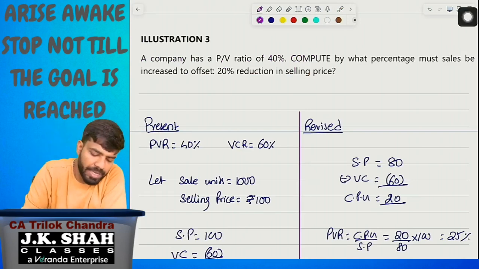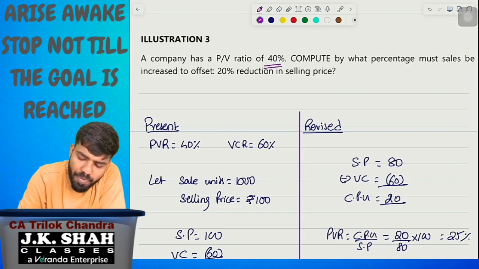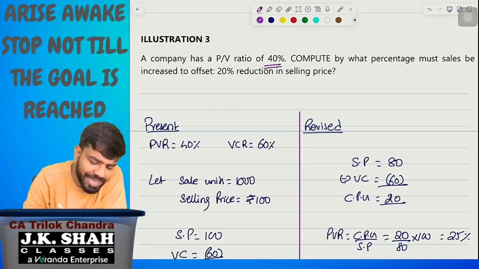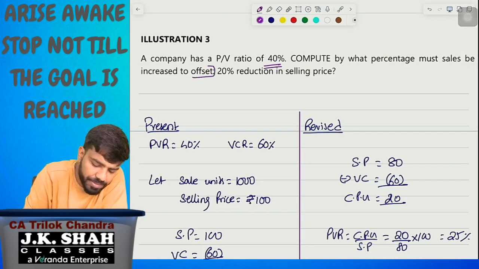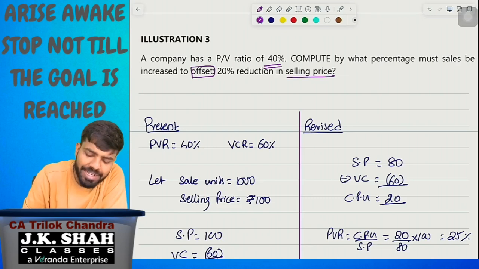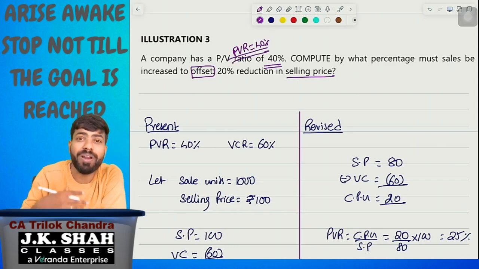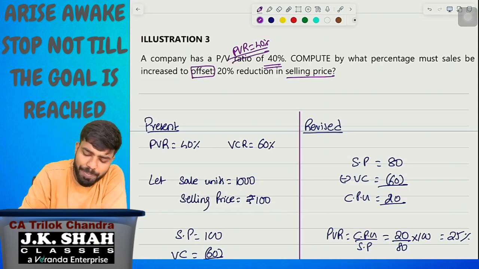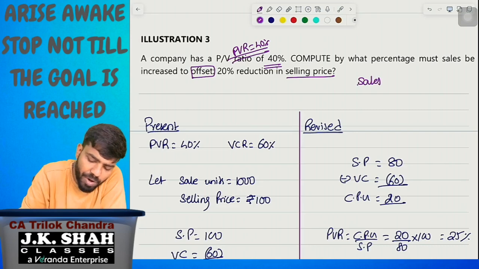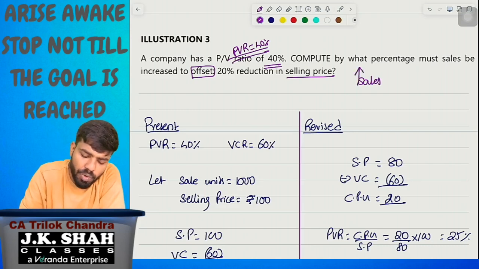Now look at here. A company has a PV ratio of 40%. Compute by what percentage must sales be increased to offset a 20% reduction in selling price. So they have given the PV ratio, PVR equal to 40%. Now what they are asking: what percentage should sales be increased to offset the reduction of selling price by 20%?